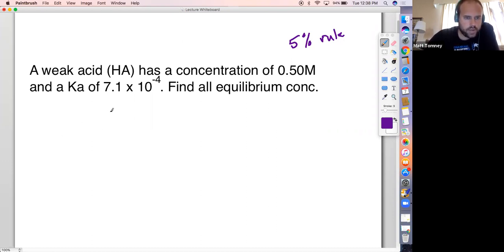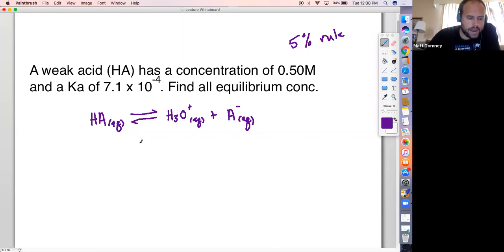So the first thing that I would need to do is set up the general equation like I just had. So it's going to be HA, aqueous, in equilibrium with H3O plus, aqueous, plus the conjugate base, aqueous. All right. Now that I have that, I can start setting up my ICE chart. So I have initial, change, and equilibrium.